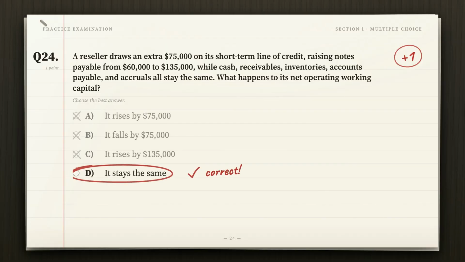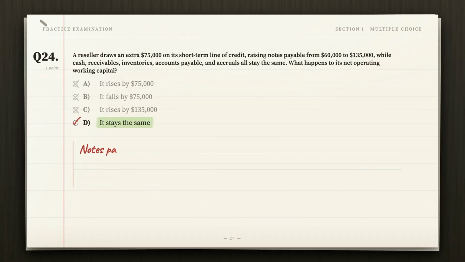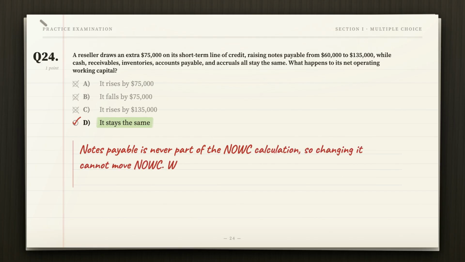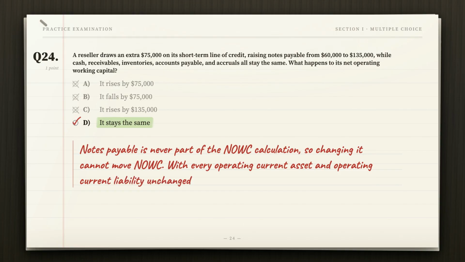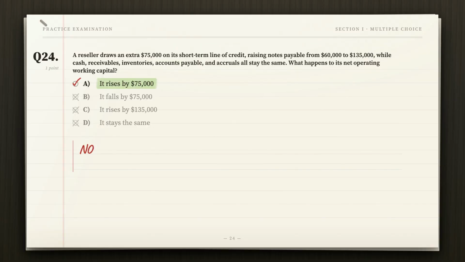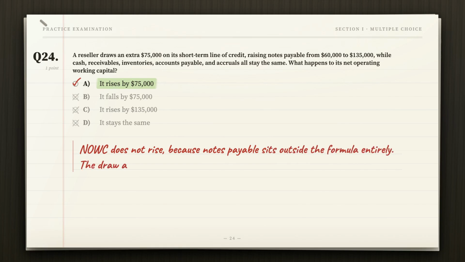The correct answer is D. It stays the same. D is correct because notes payable is never part of the NOWC calculation, so changing it cannot move NOWC. With every operating current asset and operating current liability unchanged, NOWC holds steady even though total current liabilities rose. A is wrong because NOWC does not rise because notes payable sits outside the formula entirely. The draw affects the current ratio, not NOWC.